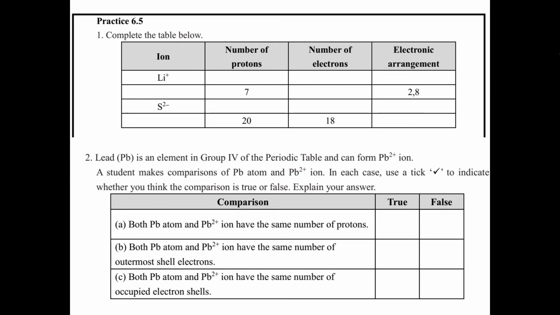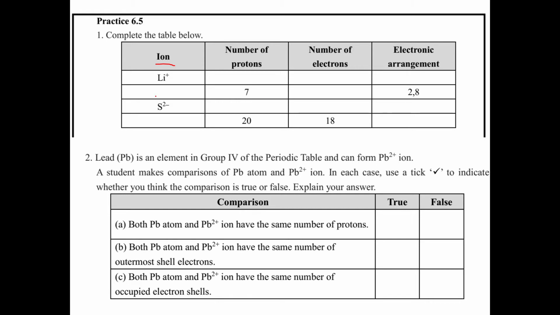Practice 6.5 completes the table. Okay, this is more difficult because it is not an atom. It has become ions. An ion may be a positive ion or a negative ion, so the number of protons may not be equal to the number of electrons. An atom must be electrically neutral, zero in charge, so the number of protons must be equal to the number of electrons. For an ion, it may not be.